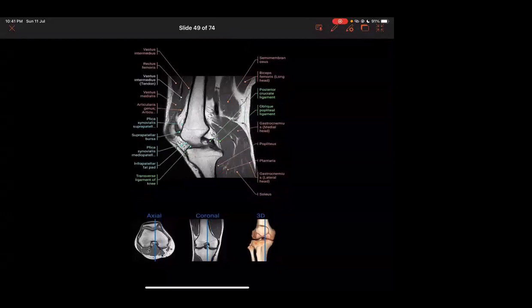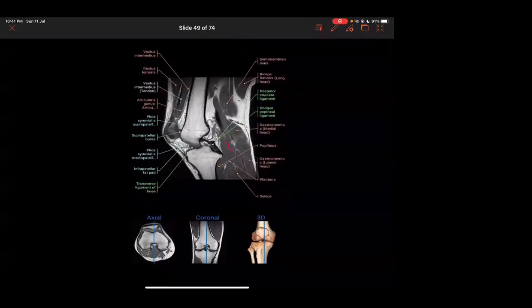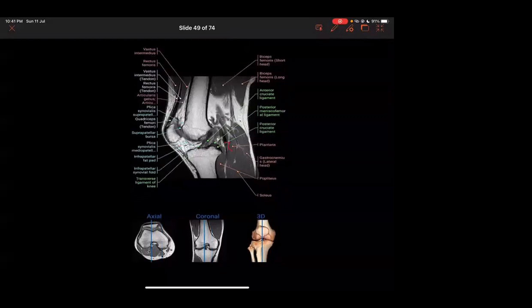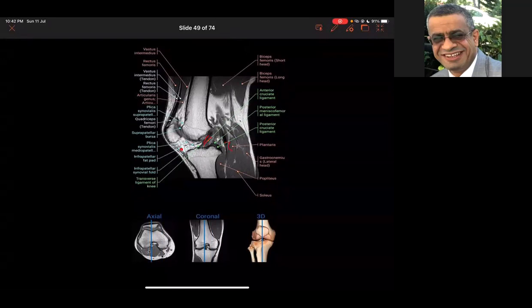In this section, the posterior cruciate ligaments start to appear, which resembles the number 6 in Arabic digits. And here, the anterior cruciate ligament also appeared. This is the infrapatellar fat pad or fat pad. And this is the patella.